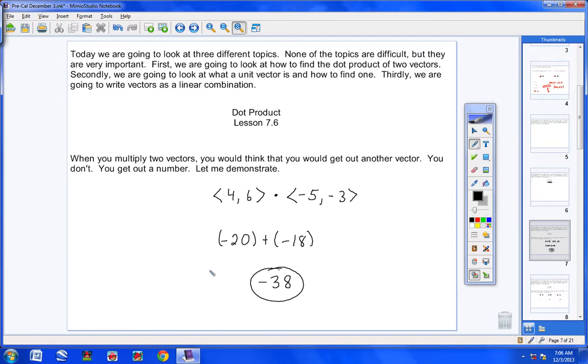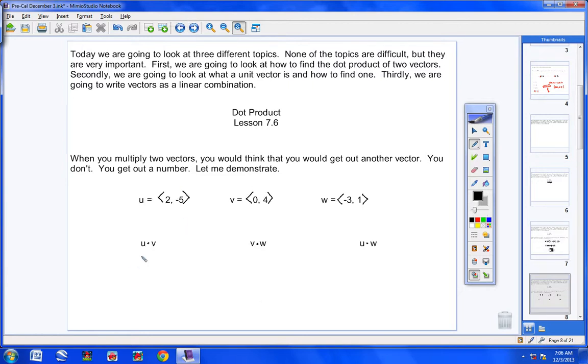Now students, that's pretty easy, okay? Let's practice on 3 of these very quickly. You can work ahead or watch me, that's up to you. Alright, here we go. Let's take the dot product of u times v. Here's u, here's v. We're going to multiply first number times first number. 2 times 0 is 0. Then we multiply second number times second number. That's -20. And then we add those 2 numbers together. So 0 plus -20 is -20. There you go. Pretty simple.